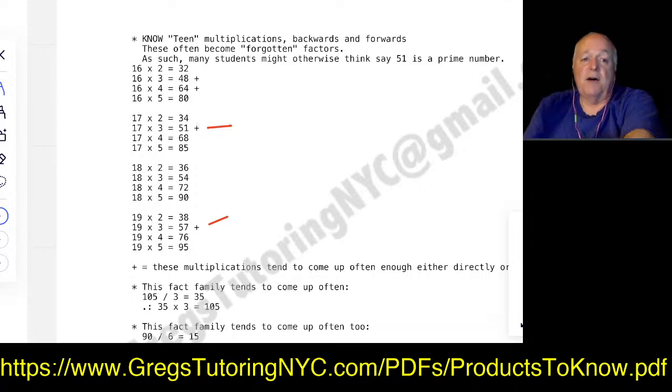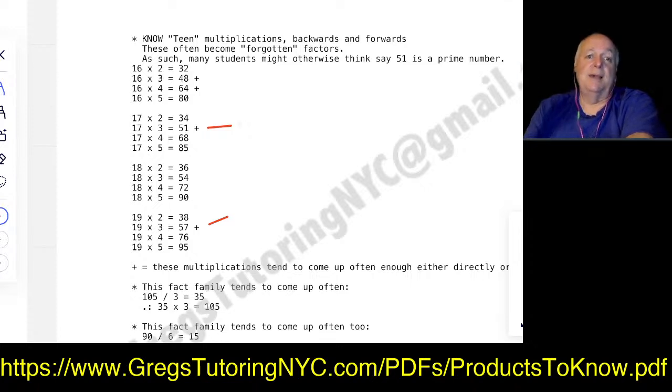What am I talking about? 5 plus 1 is 6. 6 is divisible by 3. Therefore, 51 is divisible by 3. 5 plus 7 is equal to 12. 12 is divisible by 3. Therefore, 57 is divisible by 3. It is not a prime number.